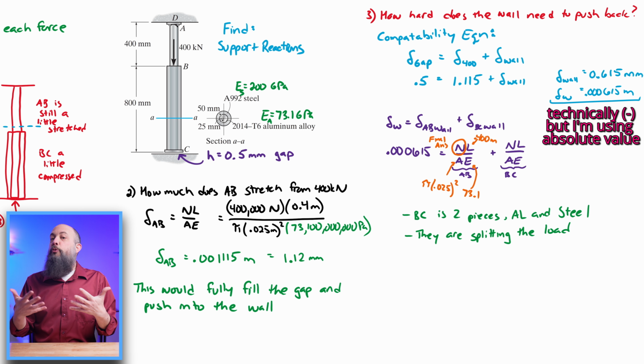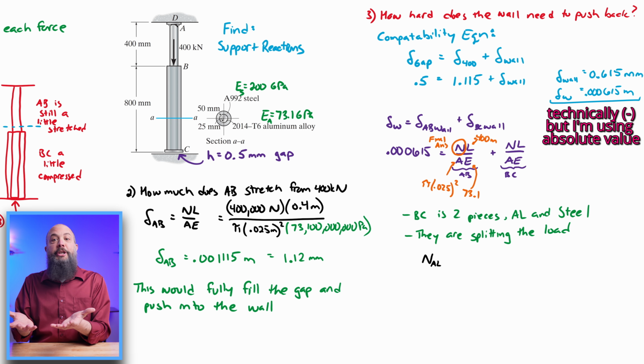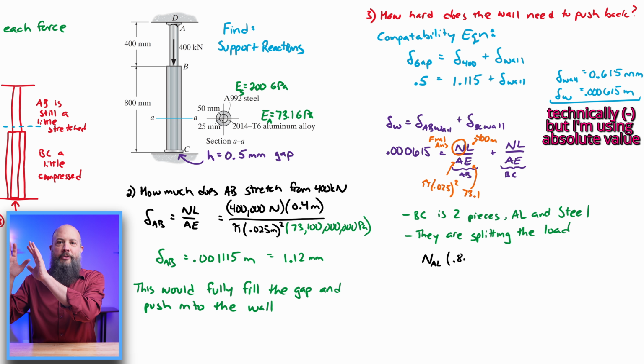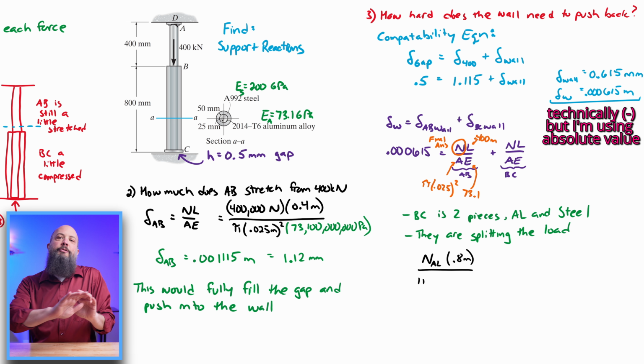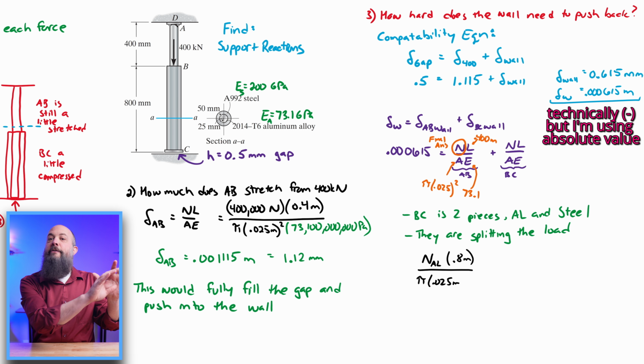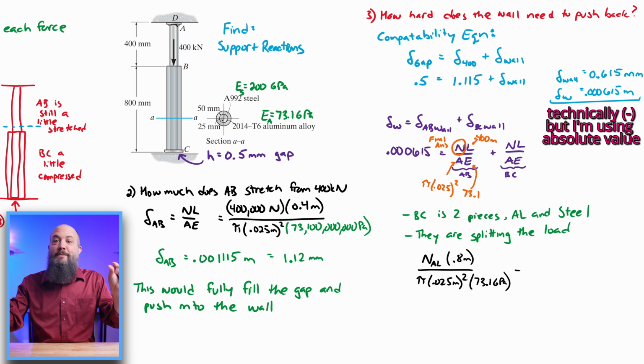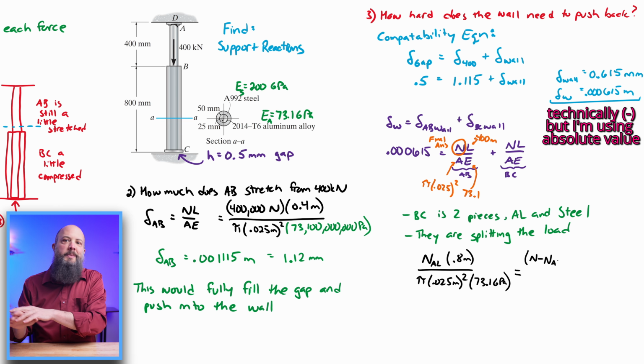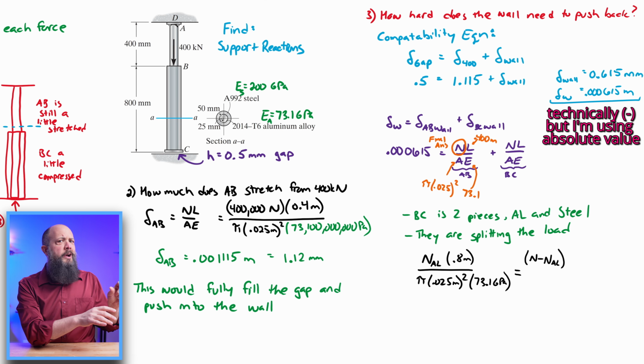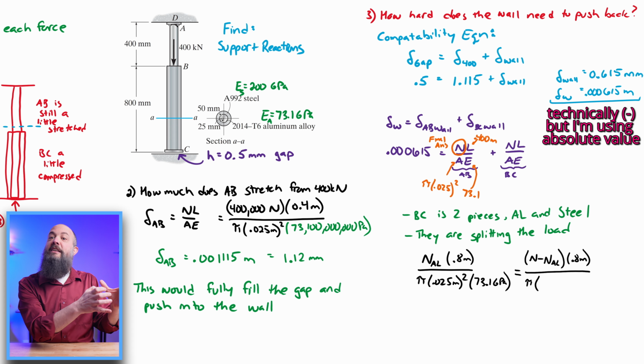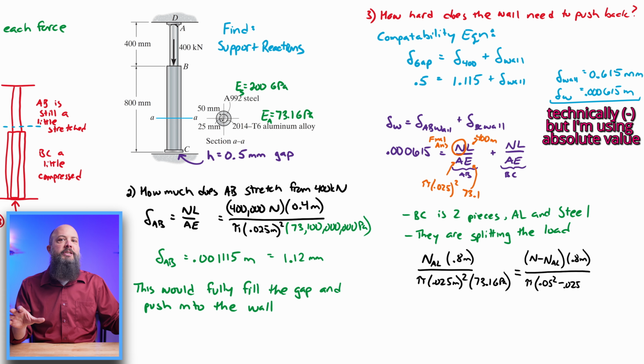So this lets me write out another compatibility equation. NL over AE for the aluminum is equal to NL over AE for the steel. These are both 0.8 meters long. They're pi r squared for the aluminum, pi times the outer radius squared minus the inner radius squared for the steel sleeve, like the ring. Plug in the two different values for Young's modulus E.